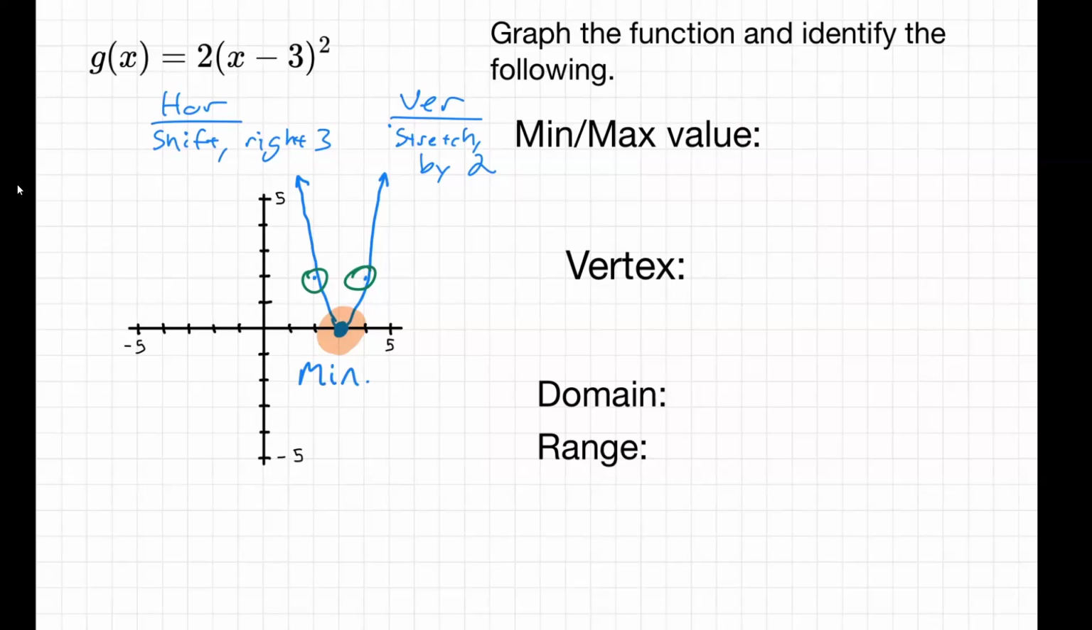But the minimum value is 0. Okay. The minimum value itself is 0. Now, what x value does that occur at? X is 3. So we have to understand that when we ask for the minimum value, we want the y value, but it occurs at x equal to 3.